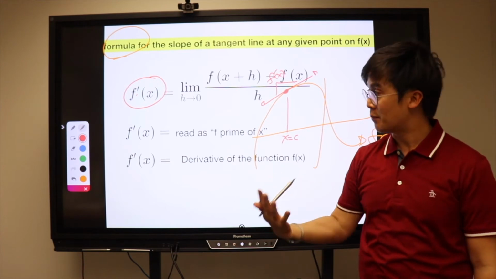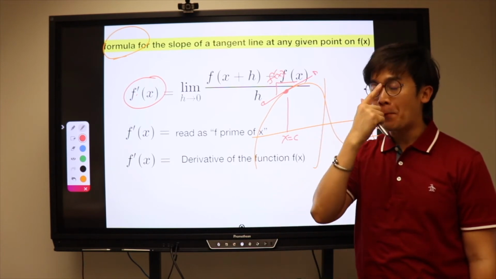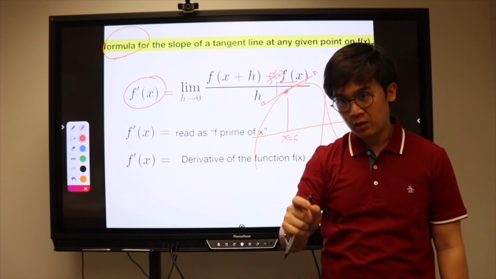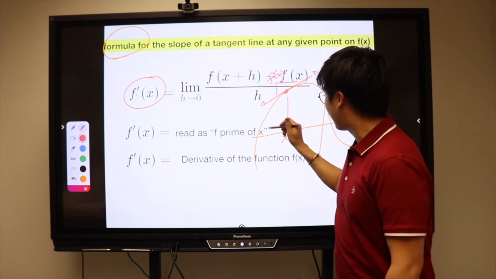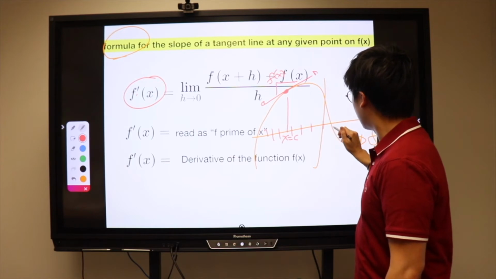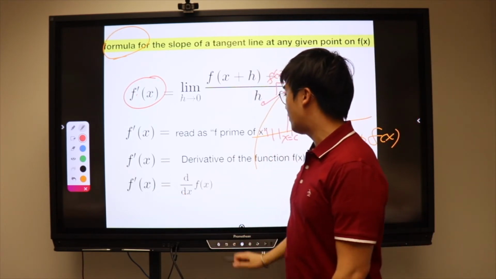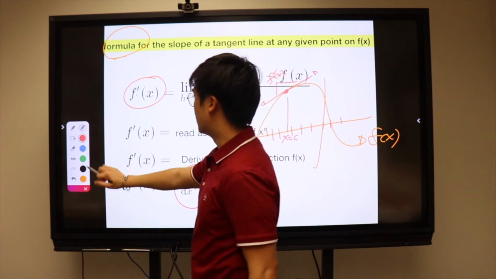So that is what you need to remember about f prime of x. One of its many important uses is the equation of the slope of f of x at any value of x. Okay? And we call it f prime of x, or this symbol.